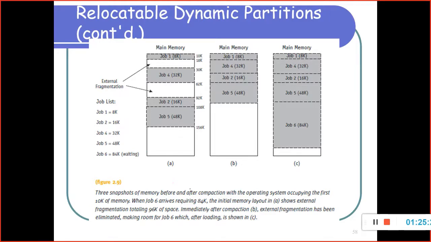Okay, this is a snapshot of memory before and after compaction, with the operating system occupying 10K of memory. You have job 1, job 4. Job 1, 8K. How many partitions do they have? There's 1, 2, 3, 4, 5. This is the external fragmentation. This is partition 1, partition 2, partition 3, and partition 4. This is partition 5.